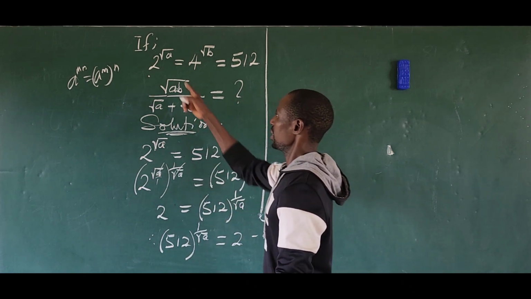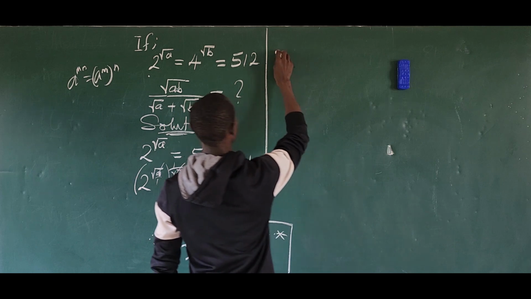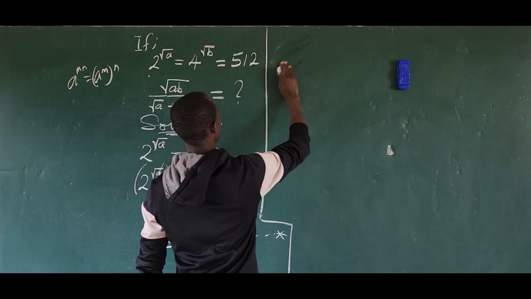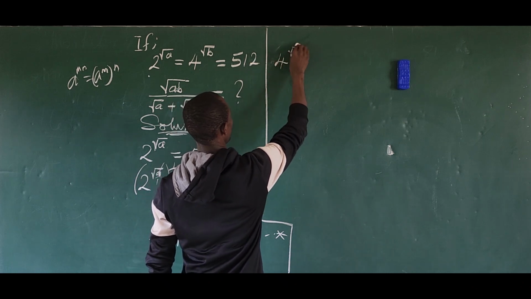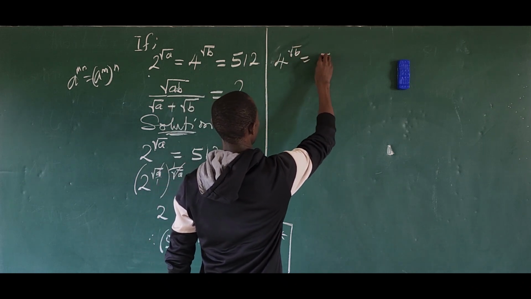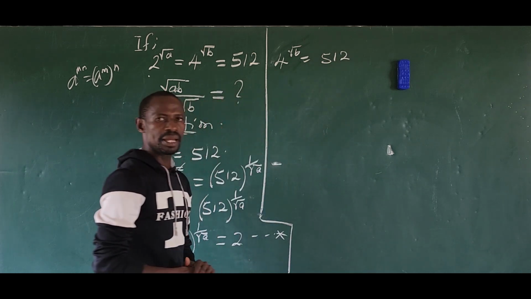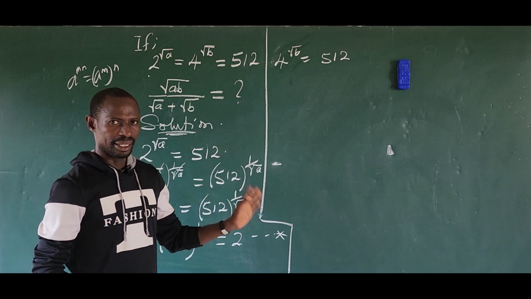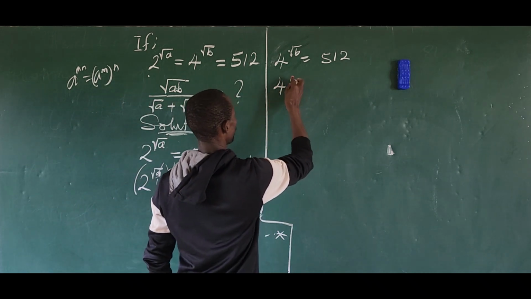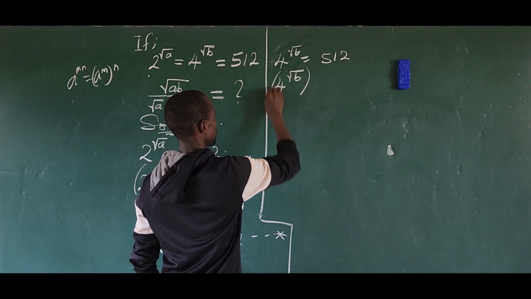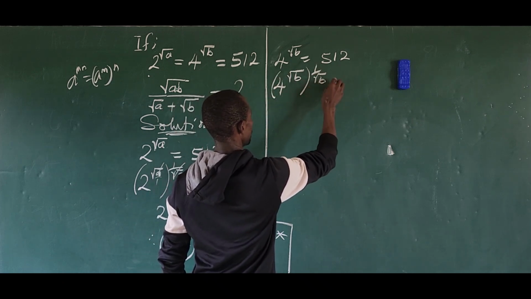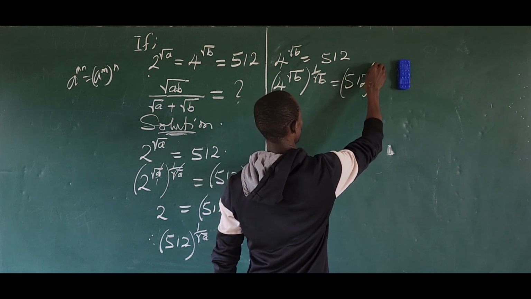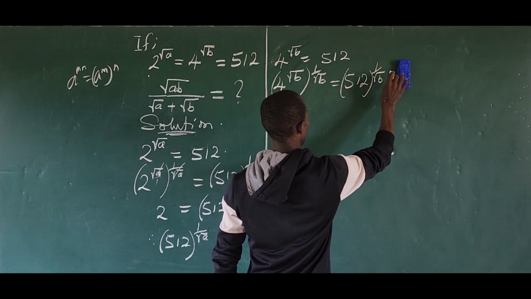Now we have equation star. Let's go ahead and equate this to this. Let's take 4 first, please. So we're going to have here 4 all to the power of the square root of b, equal to 512. So we do the same thing by eliminating the square root of b on the left-hand side. And so this is going to give us 4 to the power of square root of b, raised to 1 all over the square root of b. Then we do the same thing here, which is 512 raised to the power of 1 all over square root of b.